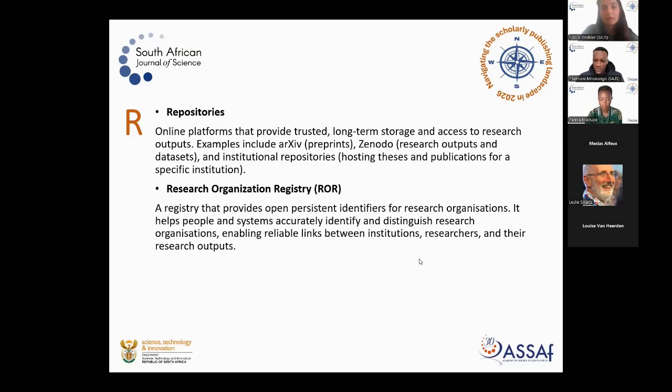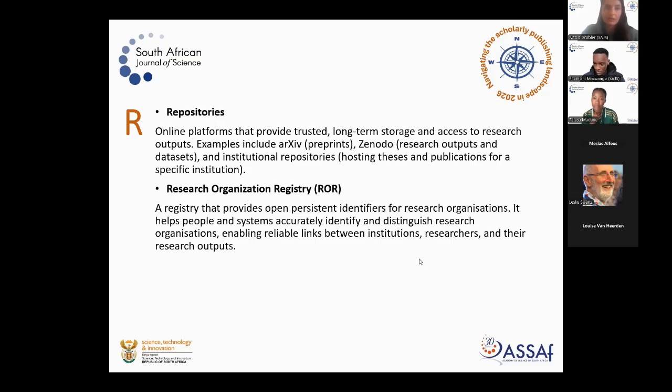Repositories. These are online platforms that provide trusted long-term storage and access to research outputs. Examples include arXiv for preprints, Zenodo for research outputs and data sets, and institutional repositories. These host theses and publications for a specific institution. Research Organization Registry is a registry that provides open, persistent identifiers for research organizations. It helps people and systems accurately identify and distinguish research organizations, enabling reliable links between institutions, researchers, and their research outputs.